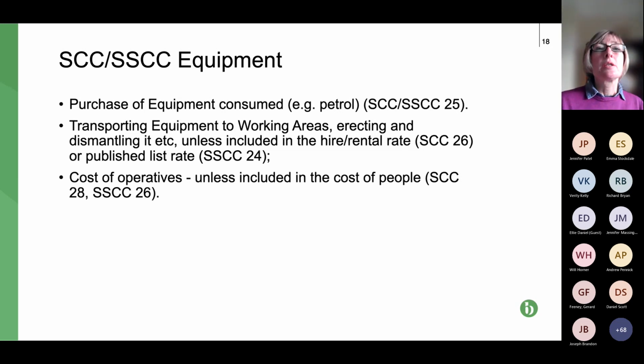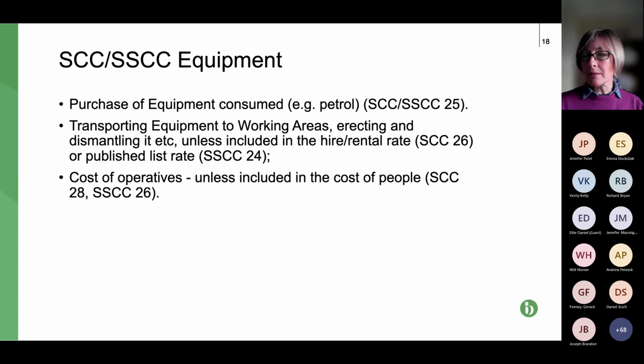And also the cost of operatives. So, I think we've got the crane scenario covered somewhere. So we know that the crane is equipment. You might have a crane driver who technically would be under the people section, unless the crane driver and the crane come as a package. So it's all as a hire for a fixed price. In that case, you can't claim the cost of the crane driver in the people section. Again, it's checks and balances, but you can't have double counting.